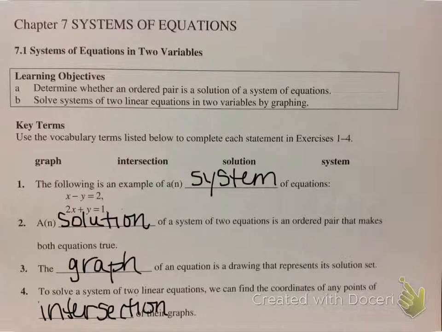The graph of an equation is a drawing that represents its solution set. And to solve a system of 2 linear equations, we can find the coordinates of any points of intersection on their graphs. In other words, the solution to a system is going to be where 2 lines intersect.